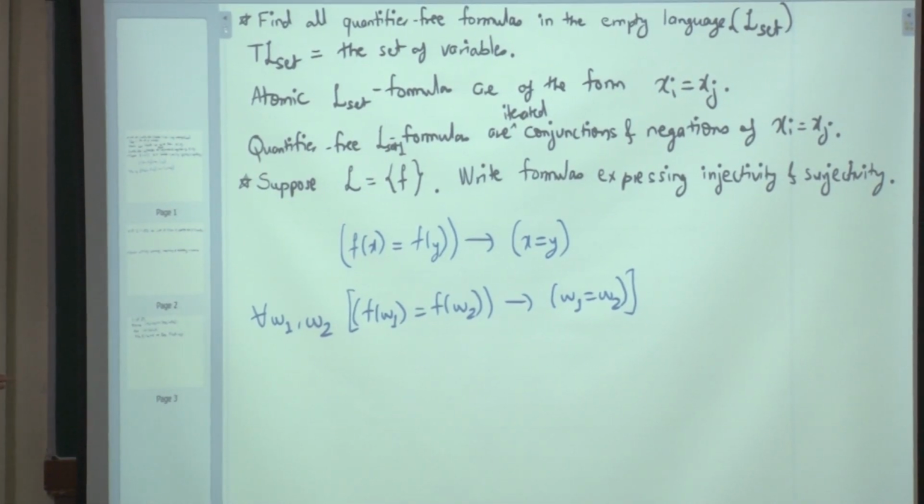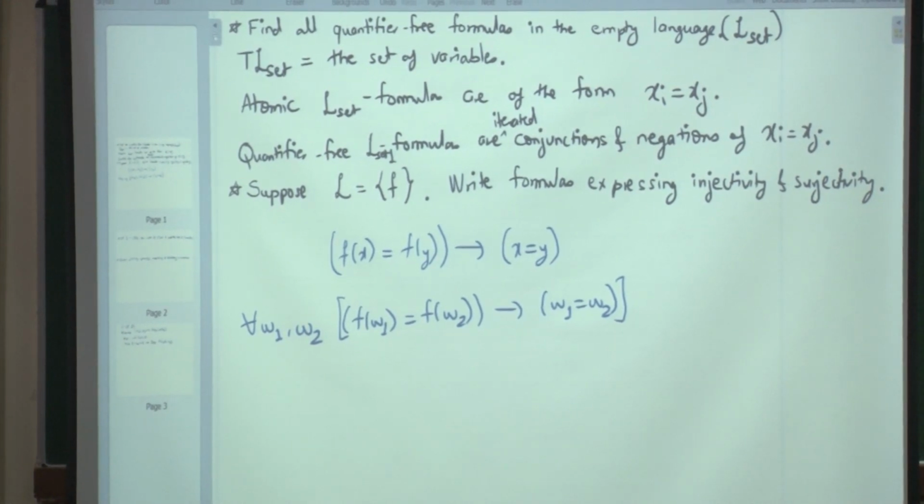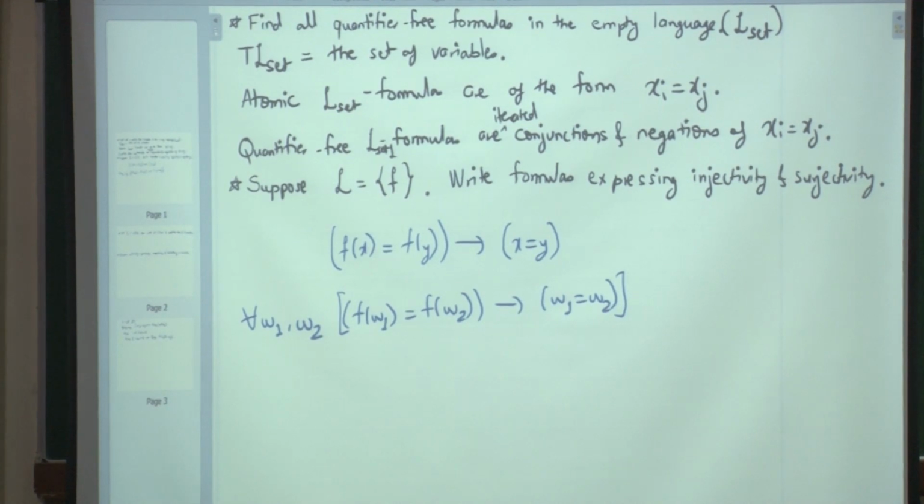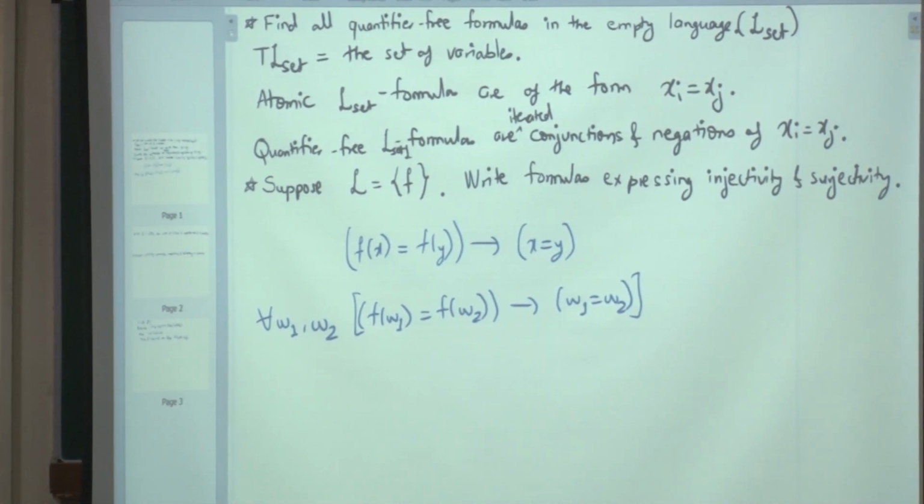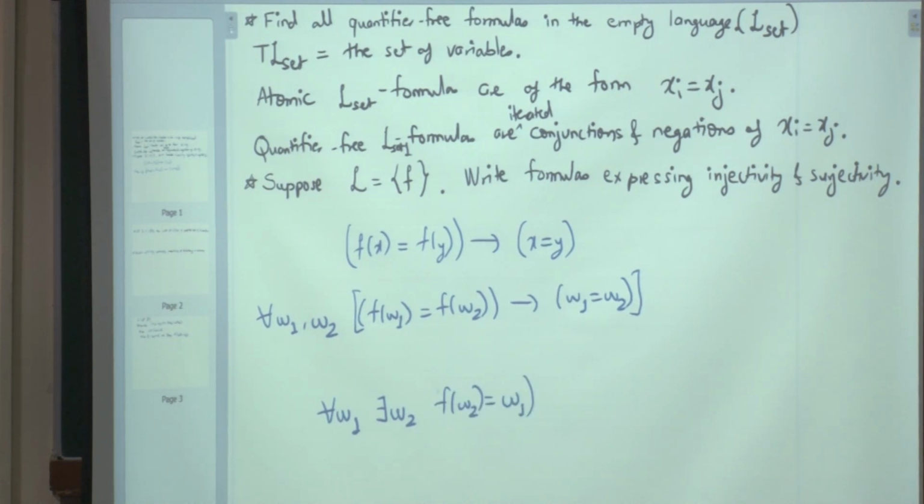Okay. What is the codomain? Here it's the set itself. So can we say for all W1, there exists a W2 such that f of W2 is W1. Very good. So for all W1, there exists a W2 such that f of W2 is equal to W1. Now, your confusion is well founded.